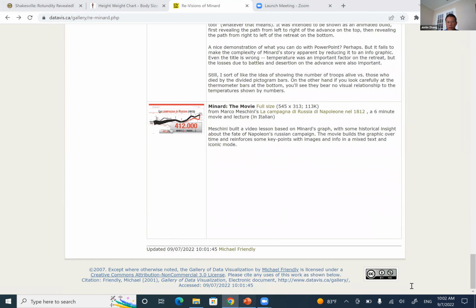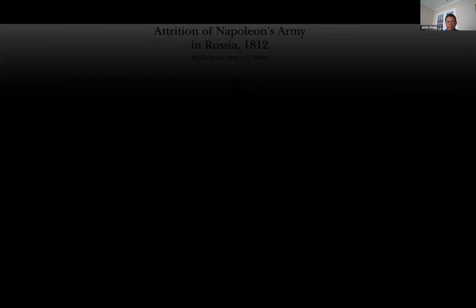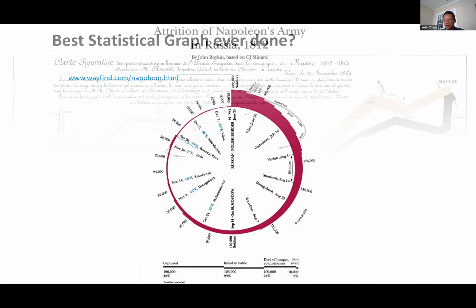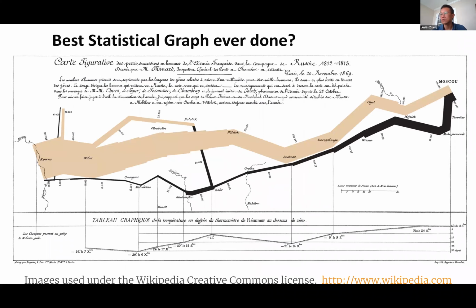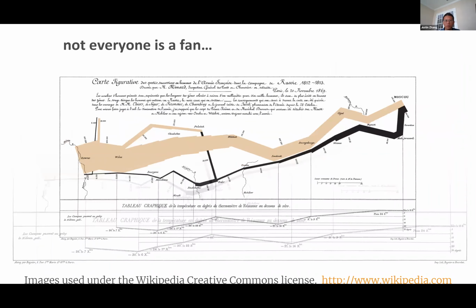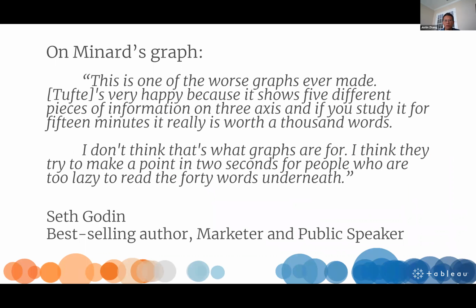So do you think this is the best statistical graph ever done? Do you agree or not? Not everyone actually agrees that this is the best statistical graph ever done. Some people even say this is one of the worst graphs ever made. Because they believe that there may be too much information being presented on this graph, it makes it difficult for people to interpret in a short amount of time.